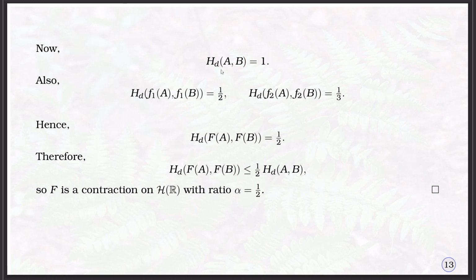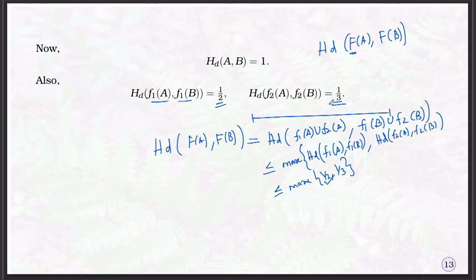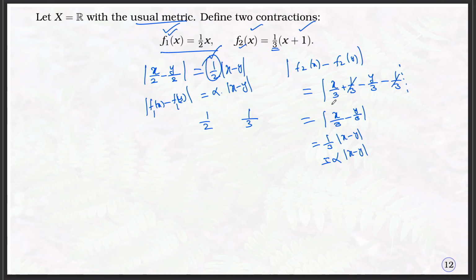So, the Hausdorff distance between A and B is 1, and the Hausdorff distance between f of A and f of B is 1 by 2. Therefore, one can conclude that the Hausdorff distance between f of A and f of B is less than or equal to 1 by 2 times the Hausdorff distance between A and B. Here this 1 by 2 acts as a contraction ratio of the Hutchinson mapping F, which is defined with respect to the two functions here.